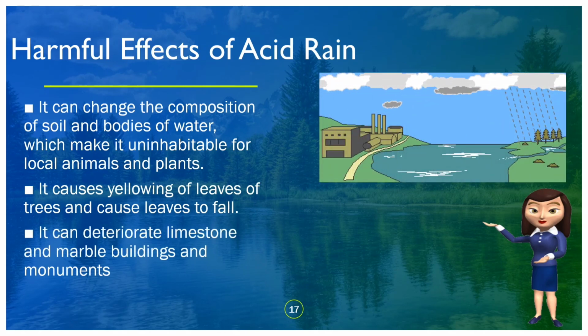Harmful effects of acid rain. It can change the composition of soil and bodies of water, which makes them uninhabitable for local animals and plants. It causes yellowing of leaves of trees and causes leaves to fall. It can also deteriorate limestone and marble buildings and monuments.